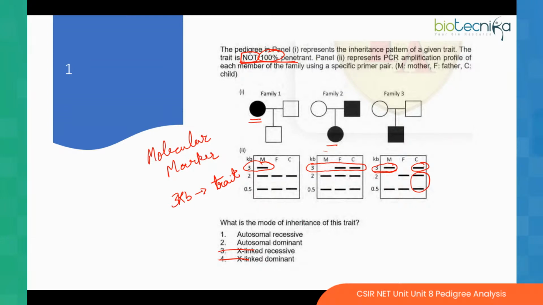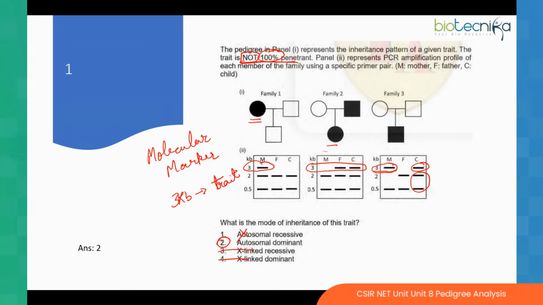Okay, so all the offspring are getting that particular causative allele from the parent, and even a single copy from the parent is making them affected. So the conclusion that every affected child has at least one affected parent points towards autosomal dominant. Okay, so the answer will be option 2, not autosomal recessive.